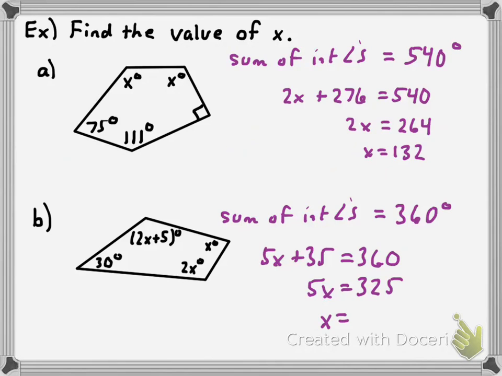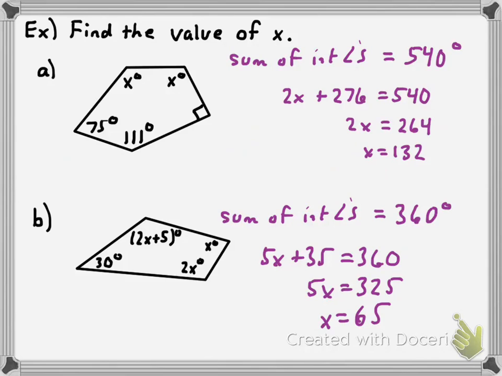So then x was equal to 65, which means you had a 65-degree angle right here. You had a 130-degree angle right there. You had a 135-degree angle right there. Those four angles would add up to 360. That's how you check your work, actually, is make sure they add up to 360, or 540 if it was a pentagon, you know?